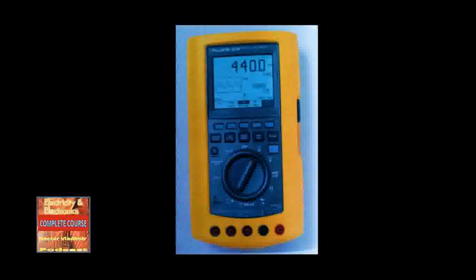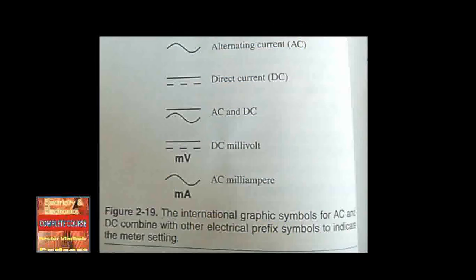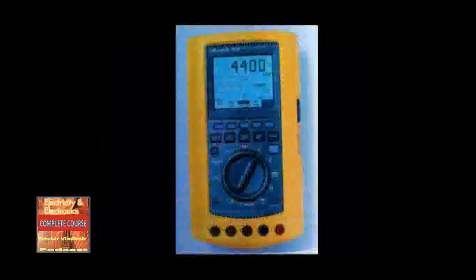Most digital meters use an international standard of labels to indicate various meter functions, such as AC and DC, combination of symbols. Figure 2-19. The graphic symbols for AC and DC are often combined with metric prefixes to identify the function or range of the meter setting. Figure 2-17. This DMM displays values in a numerical form or in a graphical form.